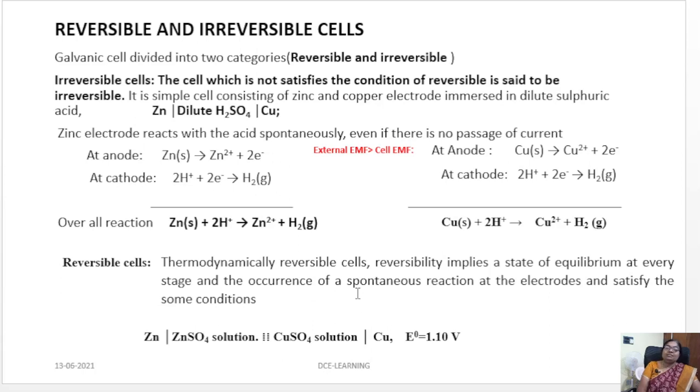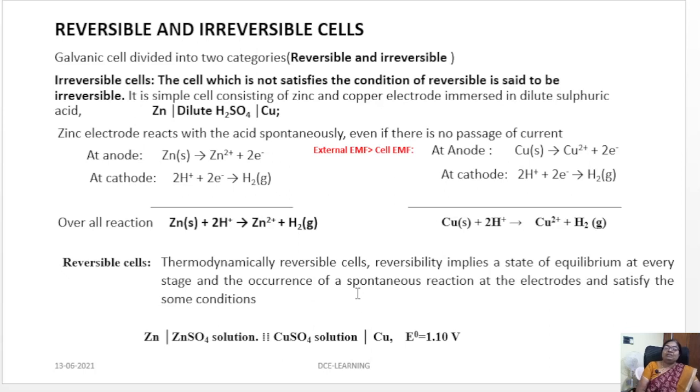Then irreversible cell, thermodynamically it is an irreversible cell, and it will satisfy all the conditions of the reversible. Here, reversibility implies a state of equilibrium at every stage and the occurrence of a spontaneous reaction at the electrodes.